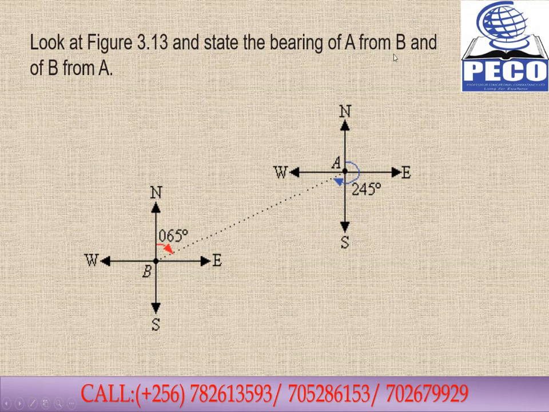So they have told us we measure at the point from. So from B, we stand at B and measure. From A, we stand at A and measure, but clockwise. So that is an illustration of how we locate places using bearings.